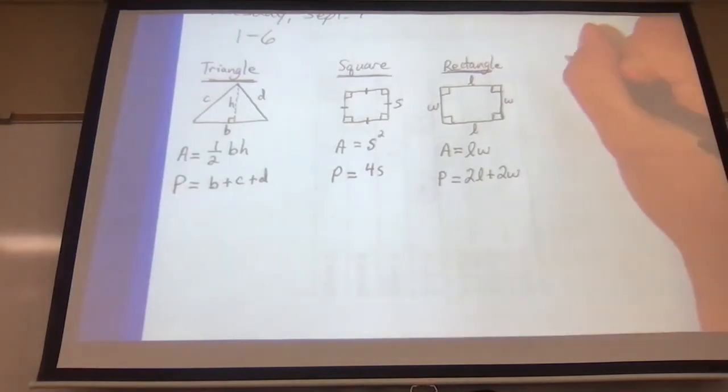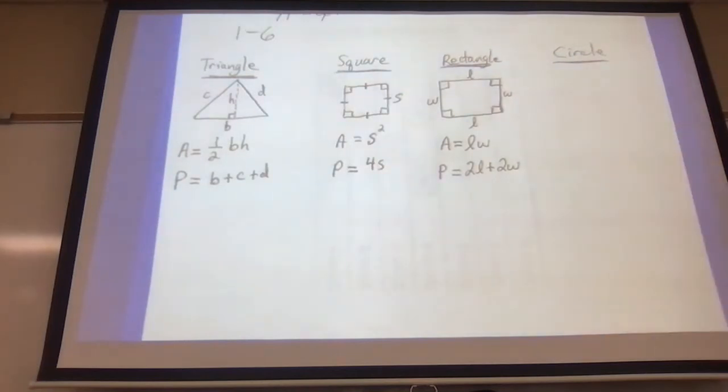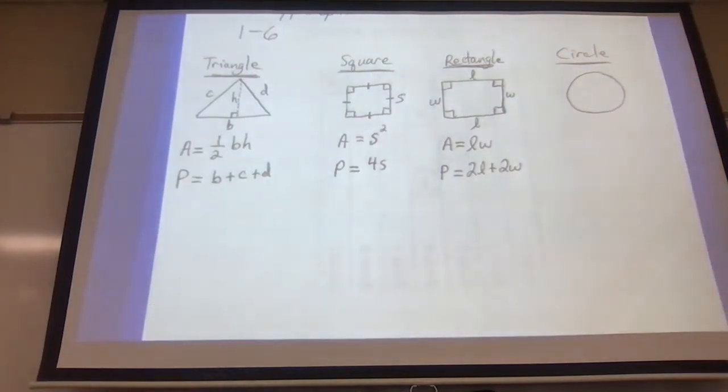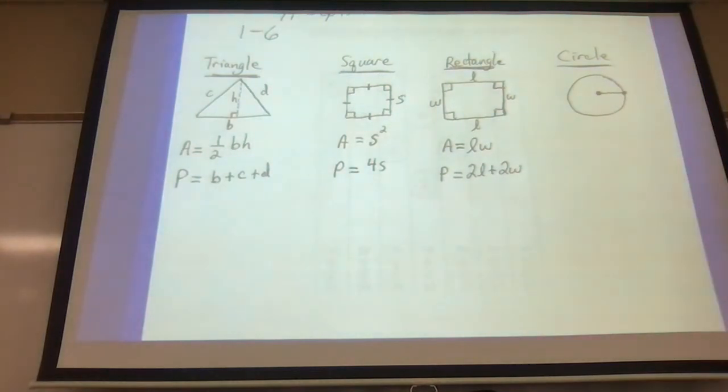And then our last figure today is a circle. And with the circle, there's 2 parts we need to know. If I draw the distance from the center of the circle to a point that's on the circle, in other words, I'm going halfway across the circle, anybody remember what that one's called? Halfway across the circle. What's that called?